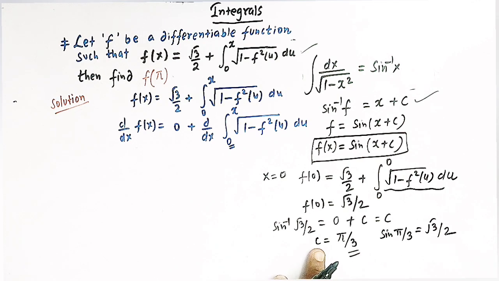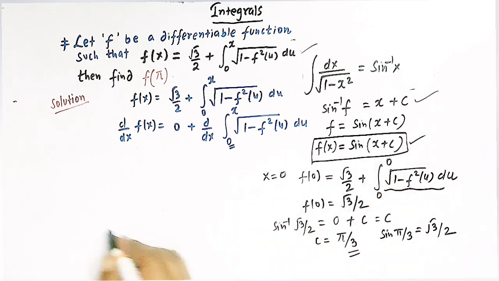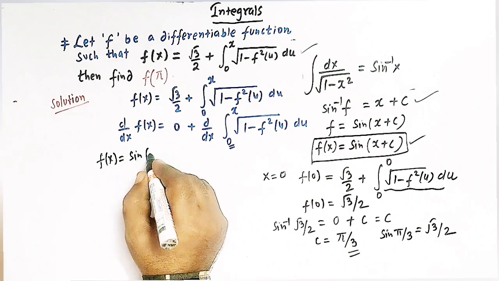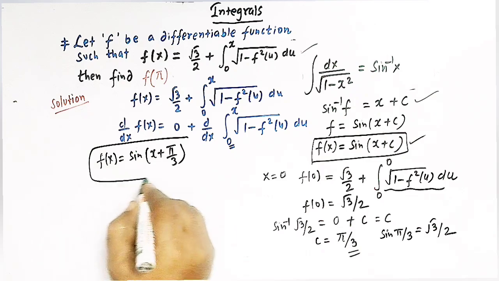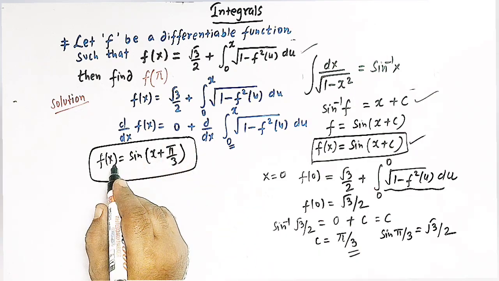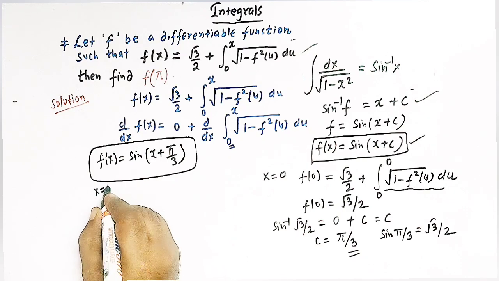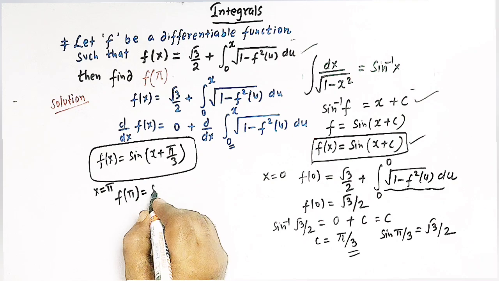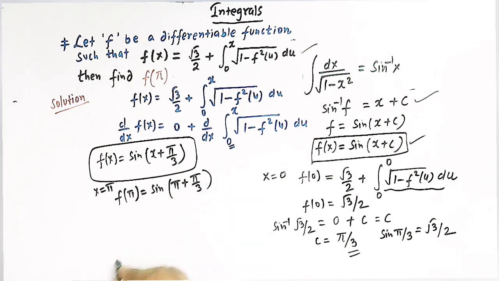So the value of the constant of integration c is equal to pi by 3. So let us take this value in this relation. We have f of x is equal to sine of x plus pi by 3, right? So this is our required function f of x, and let us find out the value of f of pi by taking x is equal to pi, right? So we have f of pi is equal to sine of pi plus pi by 3, right?